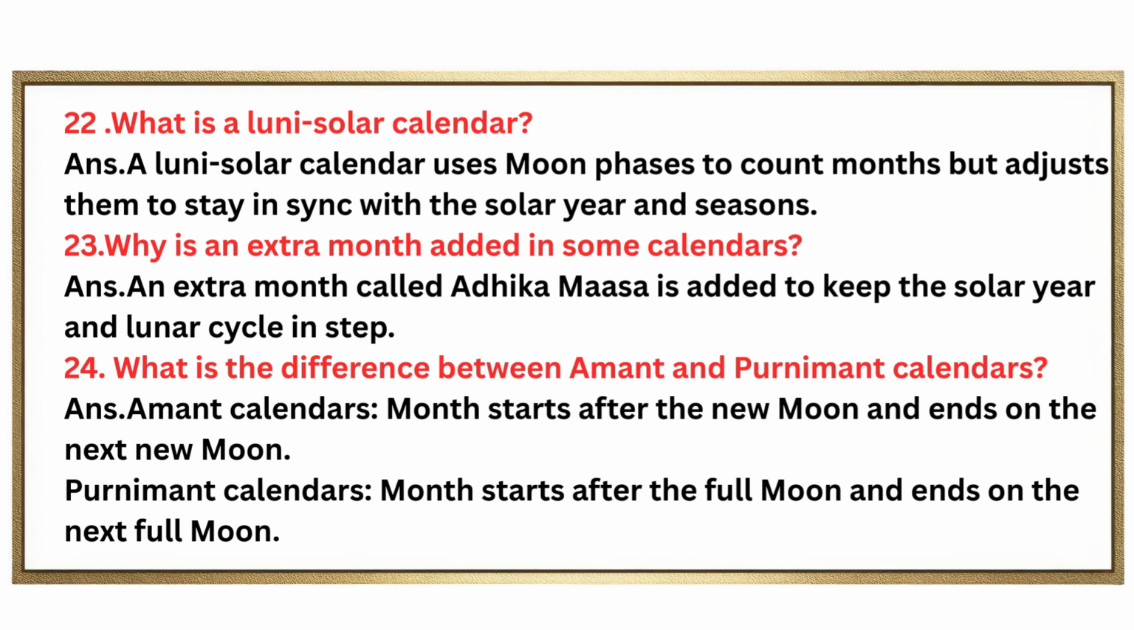Question number 24. What is the difference between Amant and Purnimant calendars? Answer. In the Amant calendar, a month starts after the new moon and ends on the next new moon. In the Purnimant calendar, a month starts after the full moon and ends on the next full moon.